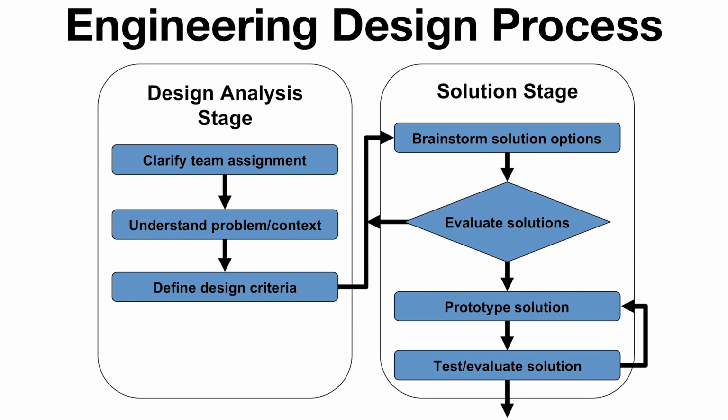If you recall the EDP diagram, there are a couple of backwards arrows. The most common place for iteration in the engineering design process is between prototyping and testing. The other example of iteration is going back to brainstorming after the evaluation step.